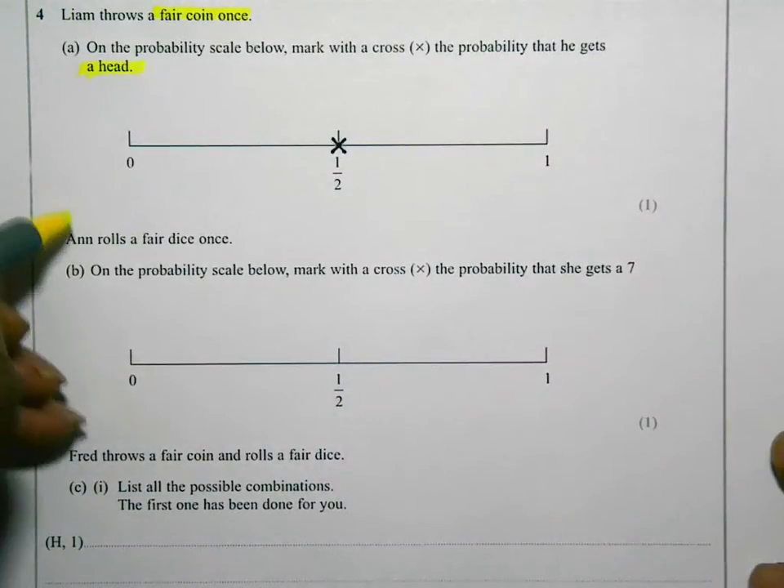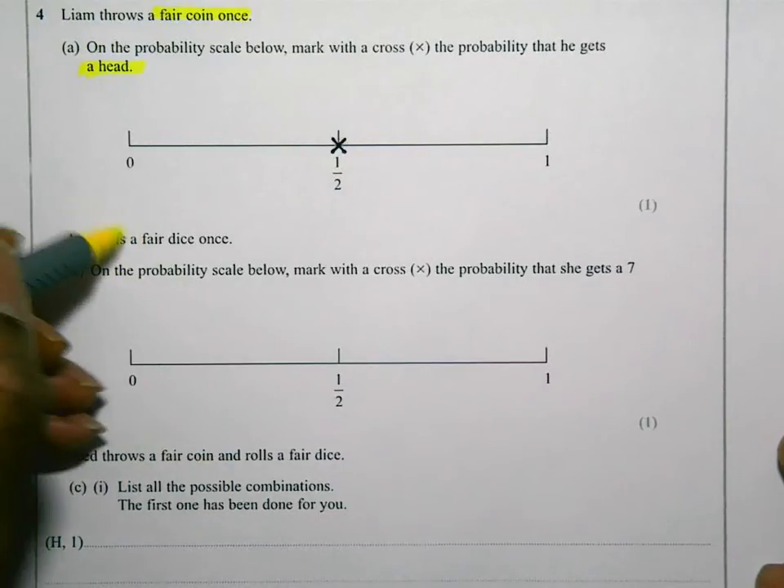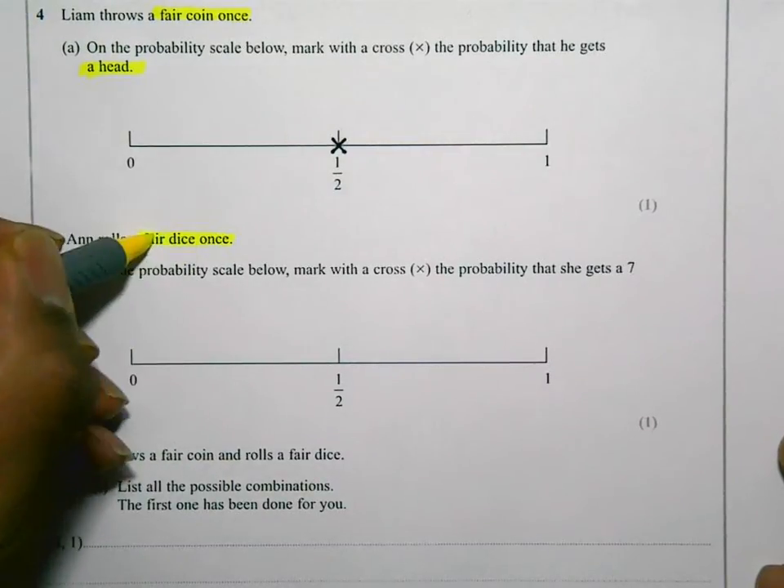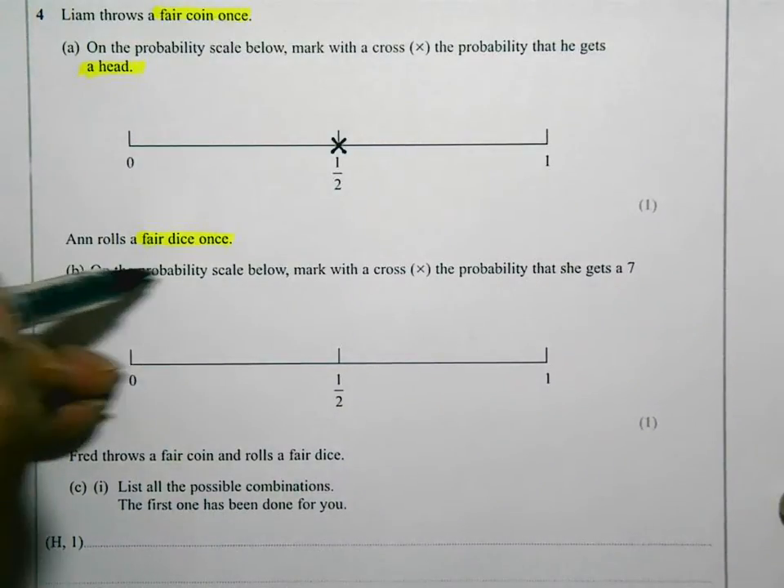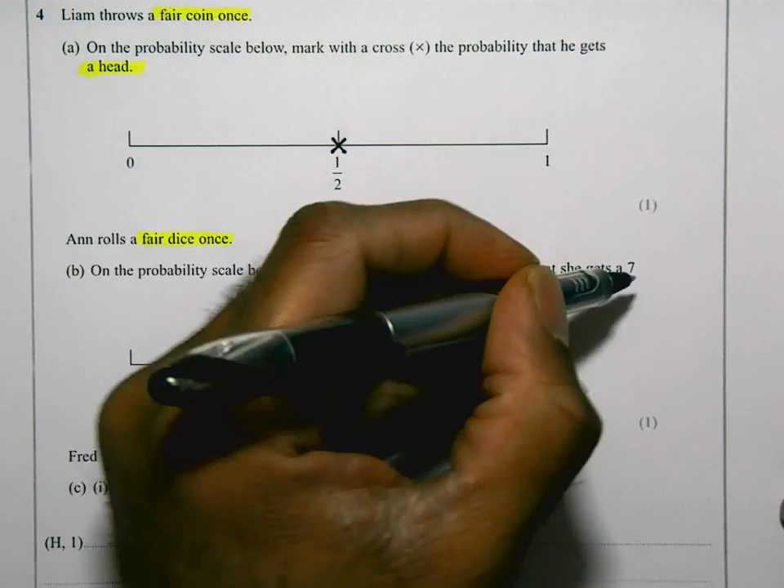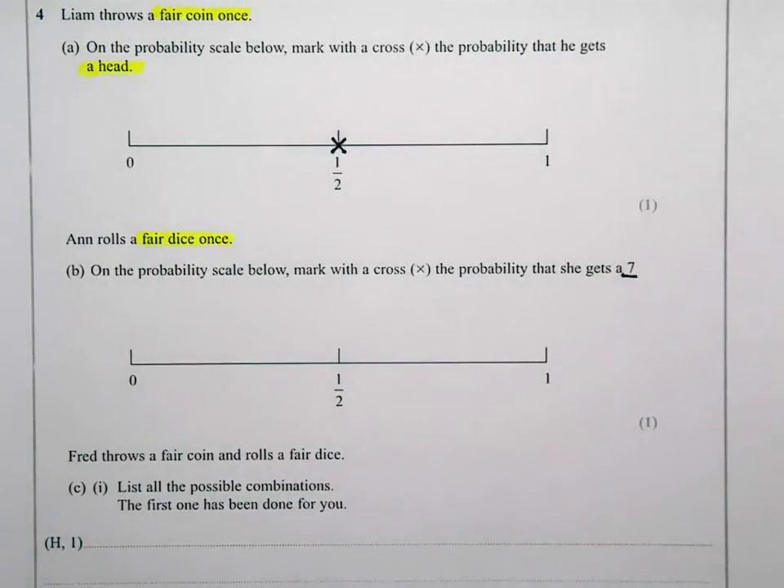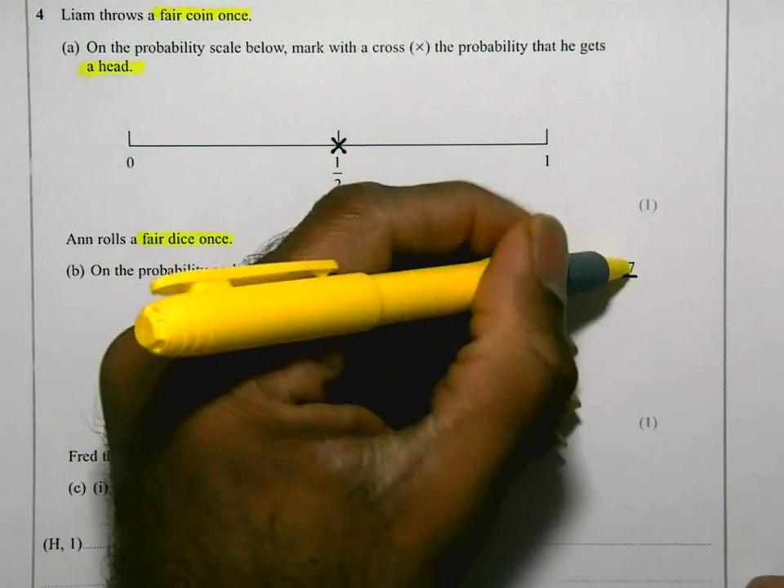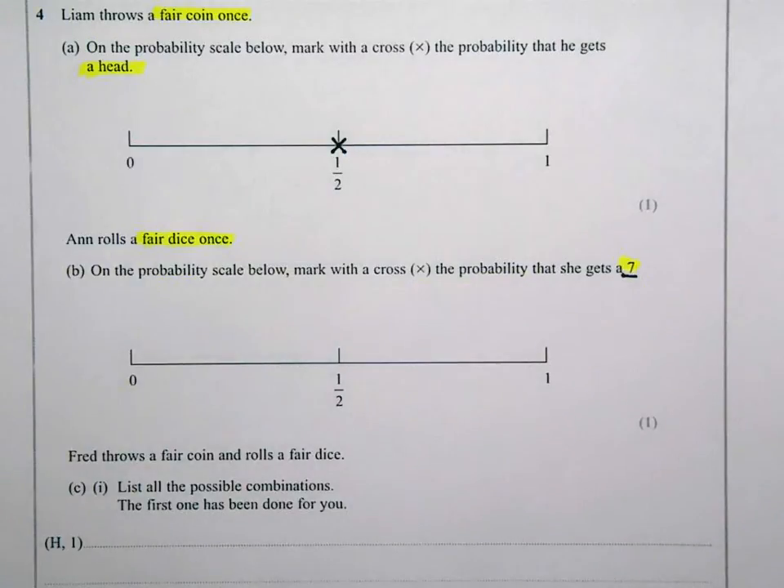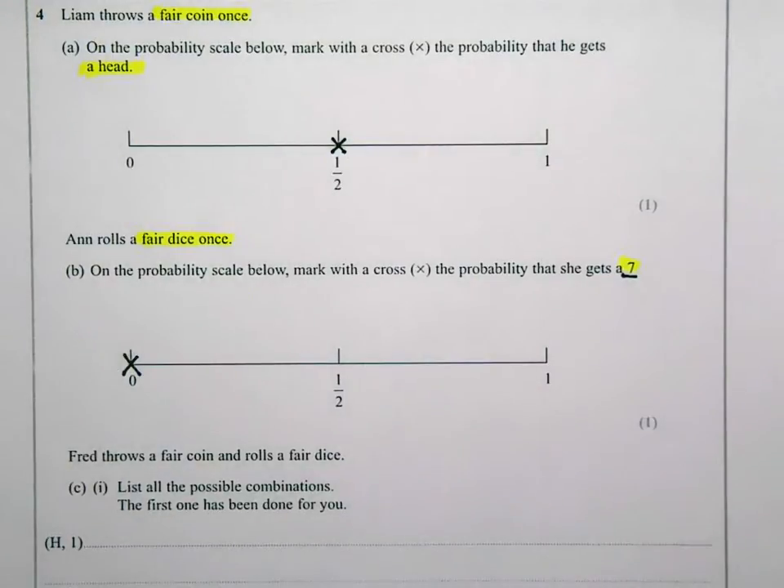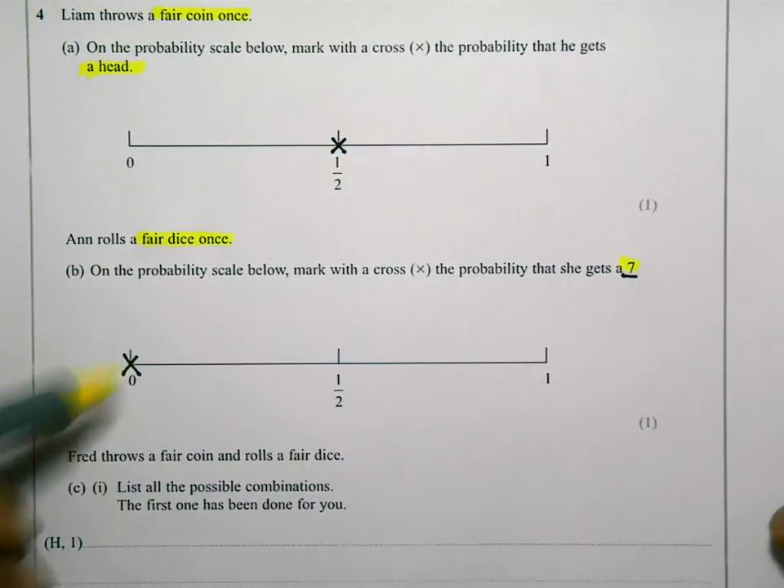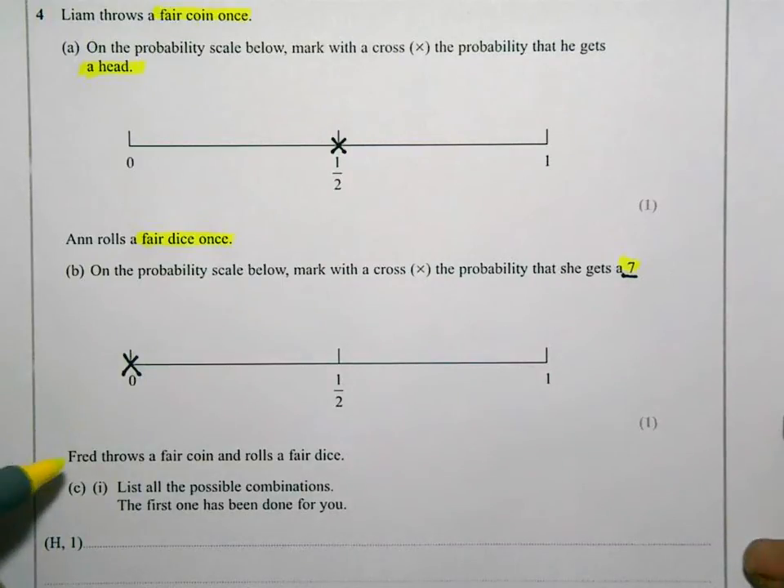Anne rolls a fair dice once. So, if it's a fair dice, each of the numbers on the dice have an equal chance of coming up. On the probability scale below, mark with a cross the probability that she gets a 7. Now, on a typical dice, we know the numbers go from 1 to 6. What's the probability of getting a 7? Impossible, or 0. Yep, so there, I'll mark it across at 0. Alright, now let's just move this up so we could look at the next bit.